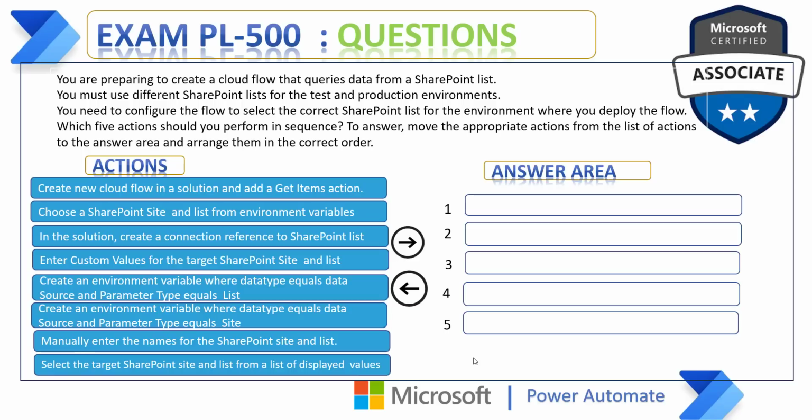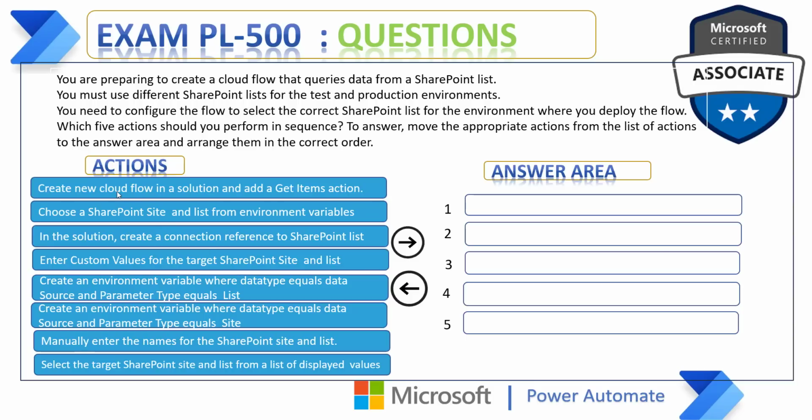Now out of these 8 actions, we have to perform 5 actions in sequence. What are the actions? First, we create an environment variable where data type is data source and parameter type equals site inside my solution. That is my first action. And the second action, we create an environment variable where data type equals data source and parameter type equals list.